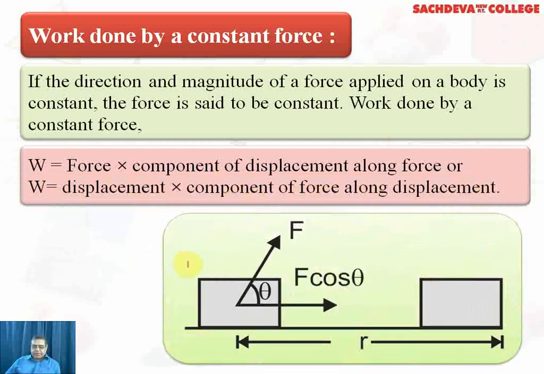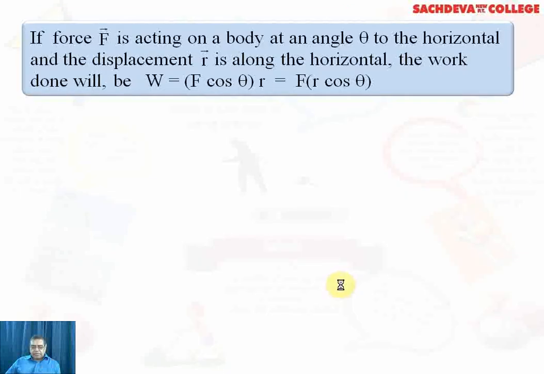Now it is shown in the figure, the horizontal component F cos theta, where F is resolved into the component F cos theta. Displacement is indicated by R. So originally the block is kept at the left side, and after the application of force, the block has moved and the displacement is R. So F is the force which is resolved, and one of the components is F cos theta.